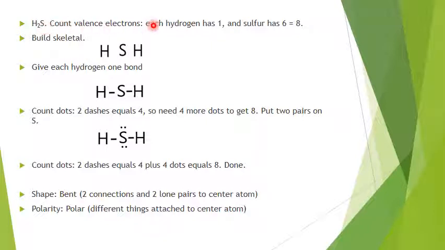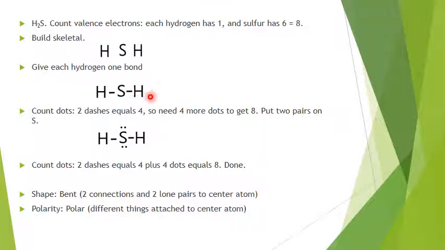H2S. Count the number of valence electrons. Each hydrogen has 1, and the sulfur has 6, so it's going to be 1 plus 6 plus 1, or 8. Here's the skeletal structure. Hydrogen's on the outside, so give it its number of bonds and lone pairs, which is 1. Okay, so here's our first part.